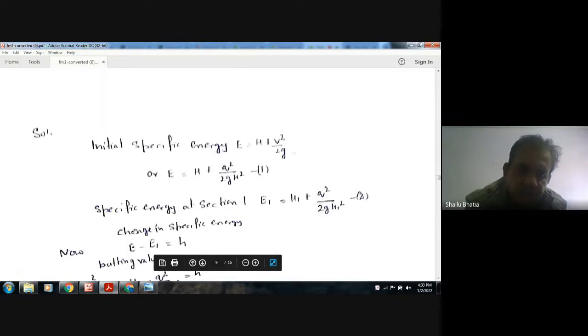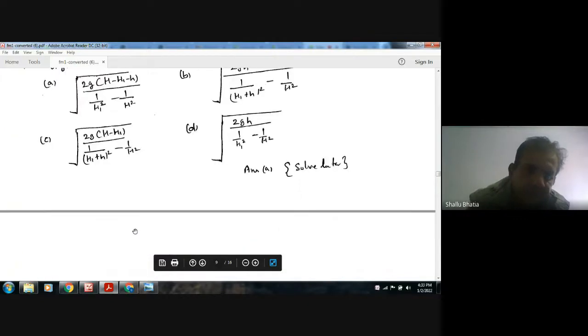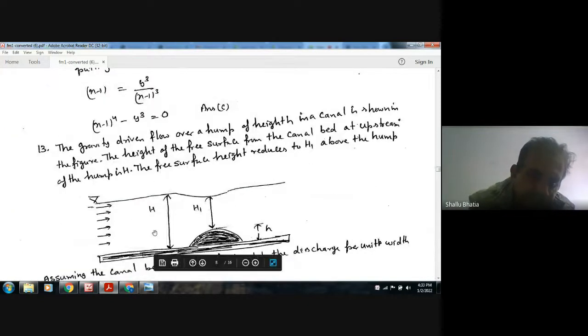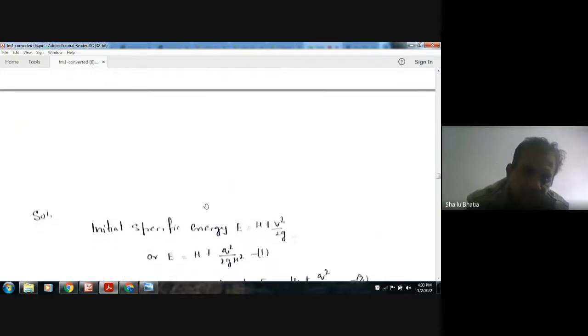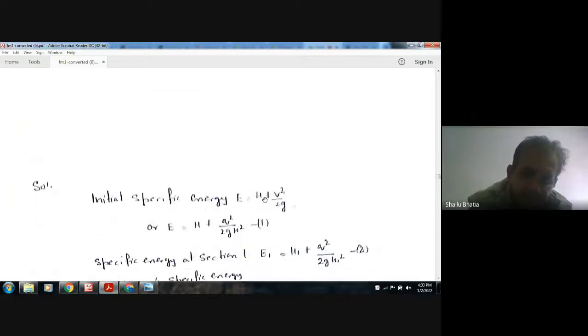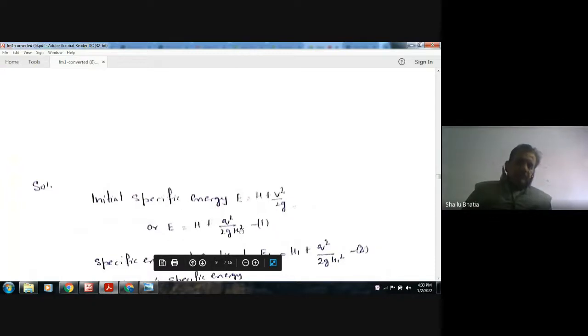Okay. So here at this point, there are two regions. One region is this, and second region. So the initial specific energy is E, that is h plus v square by 2g, where h is height and v square by 2g is the velocity head. Okay. And in terms of discharge per unit width, v can be written as q by h. So it will be q square by 2g h square. Okay. So that is the initial specific energy.